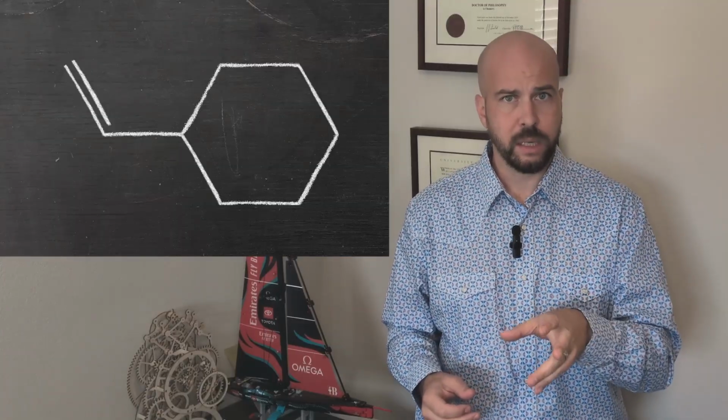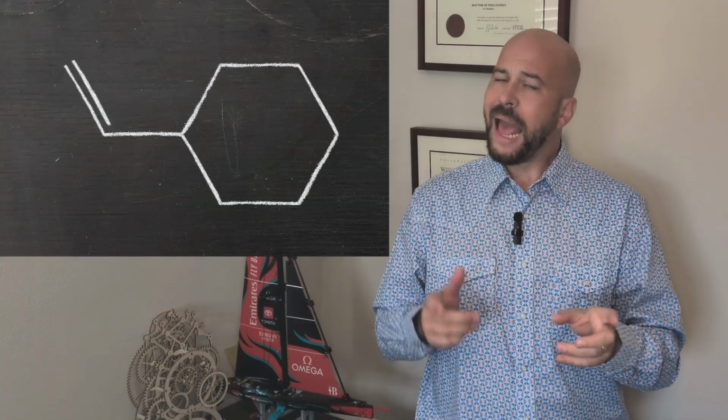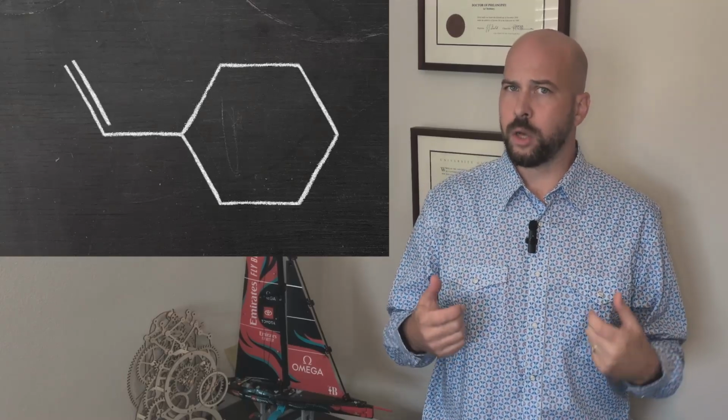And if the base were to remove a proton from that methyl group, it would still be an E2 elimination reaction, but now we would have ethynyl cyclohexane as our product. So how do we know which one is going to be the major product?